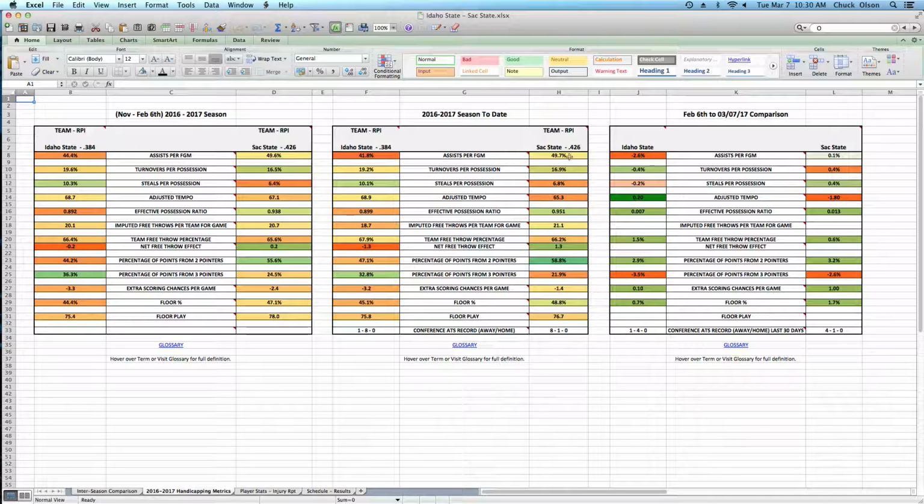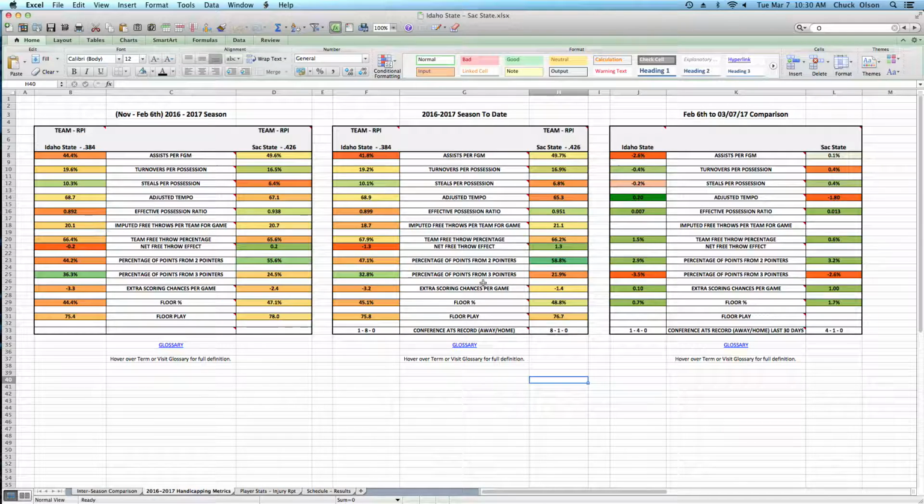Once again, if you look and see just red and green, it's better over on this side. And you can see the strength really lies over with Sacramento, especially when it comes to effective possession ratio, floor play. They may be better at foreplay too, but I'm not sure.